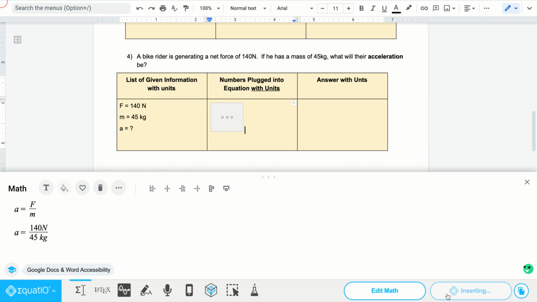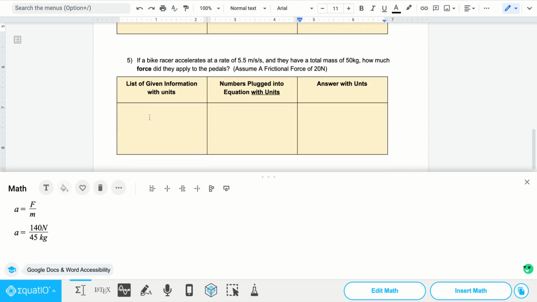Insert that. Use the calculator to find 140 divided by 45, and we get 3.11. Oops. Acceleration is 3.11 meters per second. There we go.